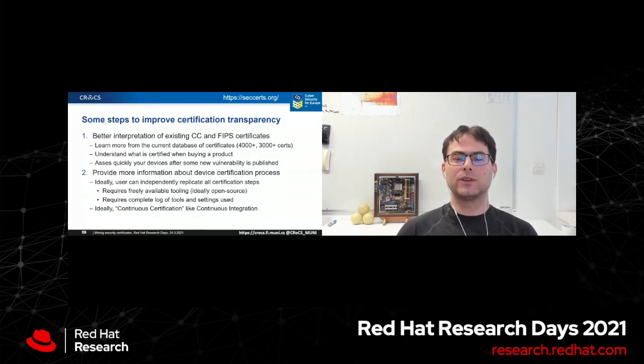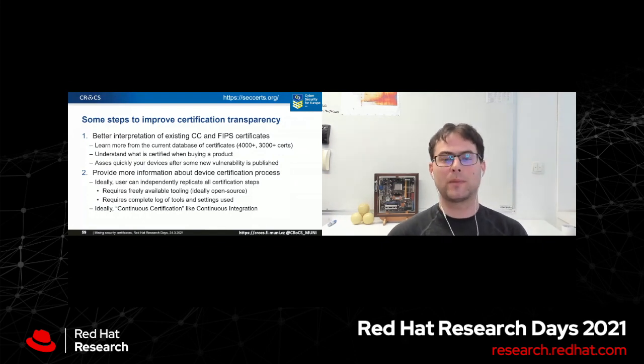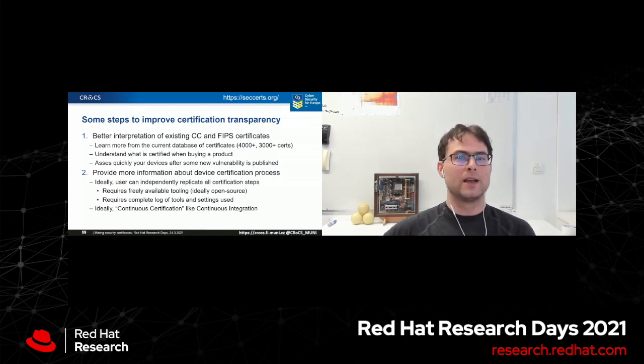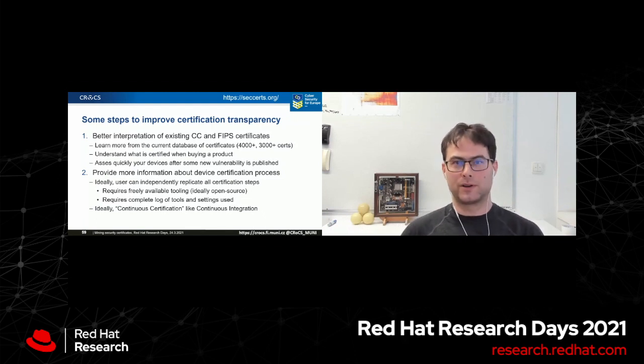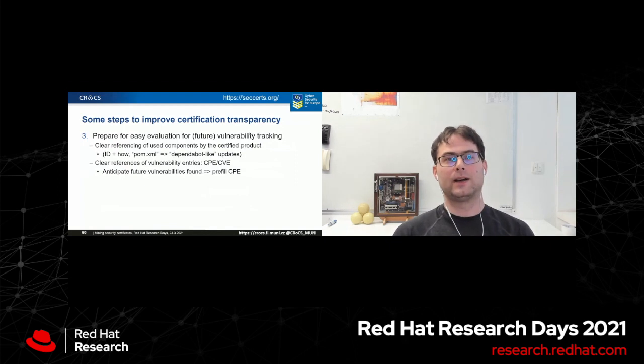Ideally, something like continuous certification. People doing software development are familiar with the term continuous integration, where the product basically integrates together all the time, every night, everything is compiled, tests are run, and if we broke something, we quickly learn that. So ideally, we would like to have the same for certification as well. Then we should more anticipate future vulnerabilities and prepare for them.